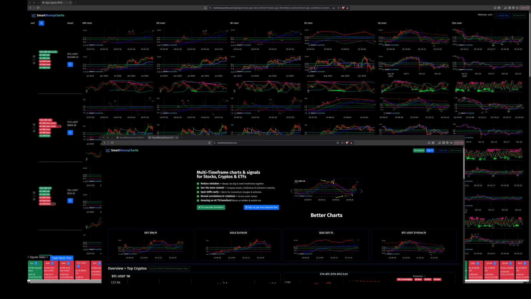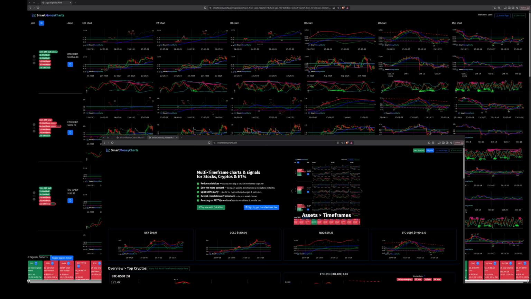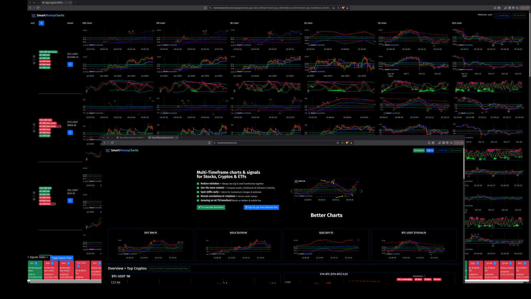It's easy to focus on small time frames and miss the bigger pictures and clues within those. As we all know, it's a mistake, and Smart Money Charts makes it easy to avoid those mistakes. Smart Money Charts makes it easy to see lots of assets on many time frames at the same time together for huge benefits, which we'll touch on in a moment.